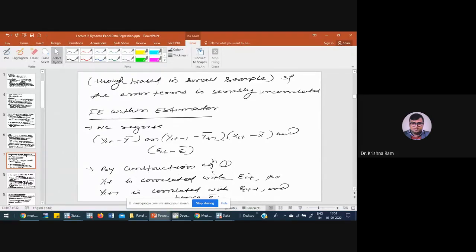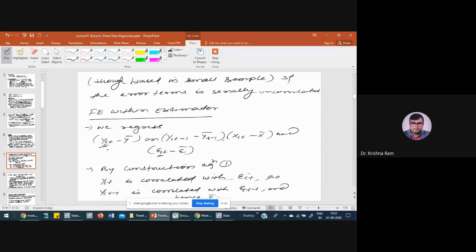Again, by construction, y_it is correlated with epsilon_it. So y_it minus 1 is correlated with epsilon_it minus 1, and hence epsilon bar. This happens all the time because this one is the error term and this one is the dependent variable, and we know the error term contains the effect of all explanatory variables which have not been included in the model. So this one has an effect on this, so this one and this one are related.